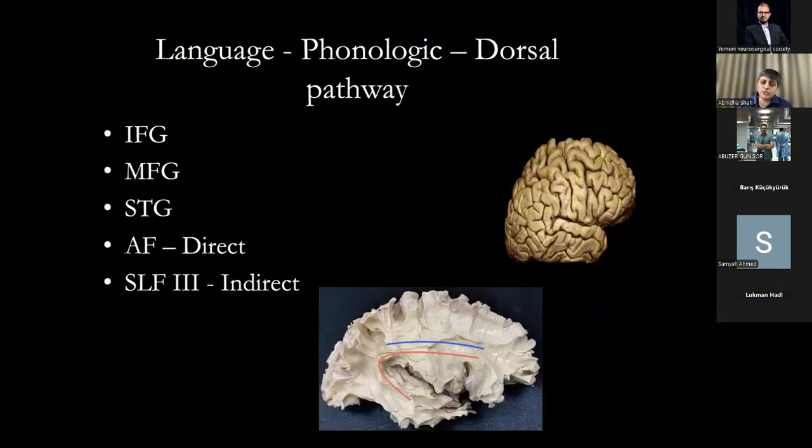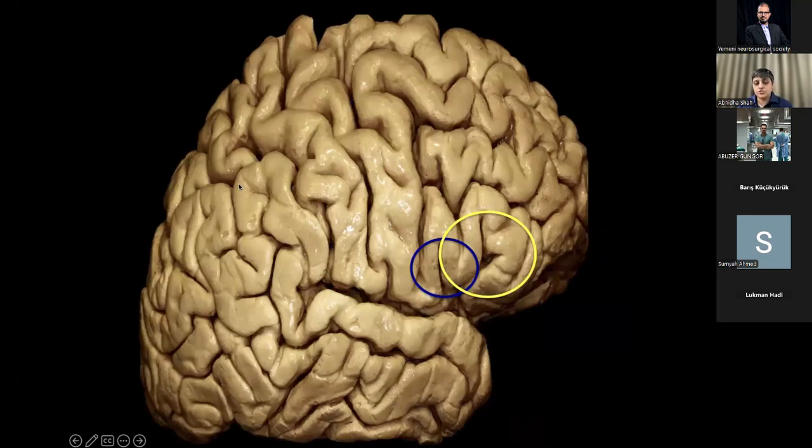Similarly, there's a phonologic pathway whose main fiber pathway is the arcuate fasciculus, and also the indirect part, which consists of the SLF3. And the cortices are the inferior and middle frontal gyrus along with the superior temporal gyrus. So this is how the cortex and the subcortical network function together to perform a certain activity.